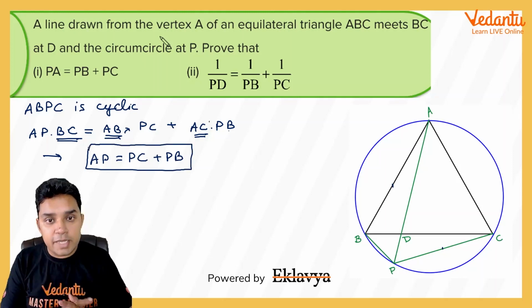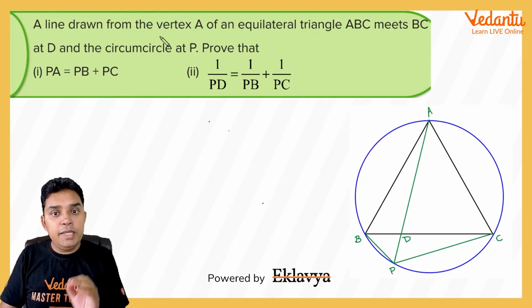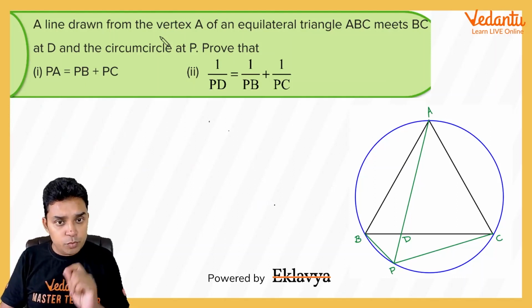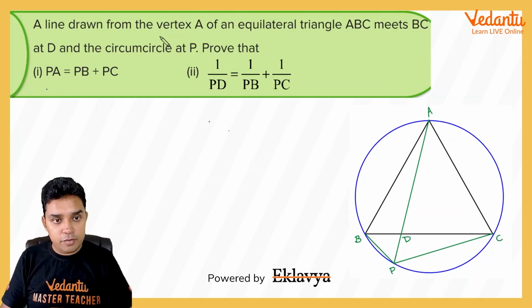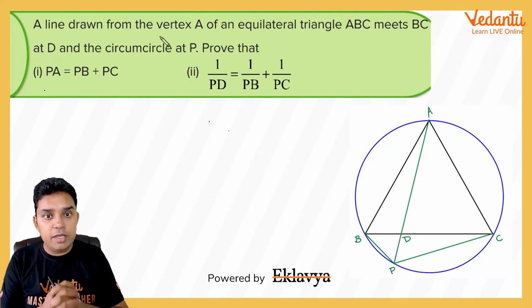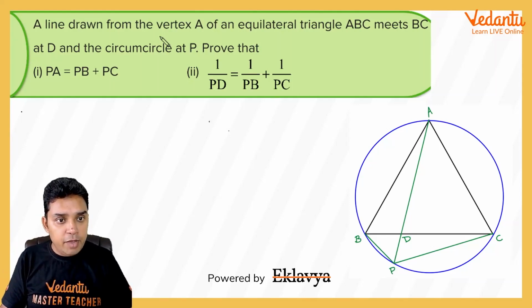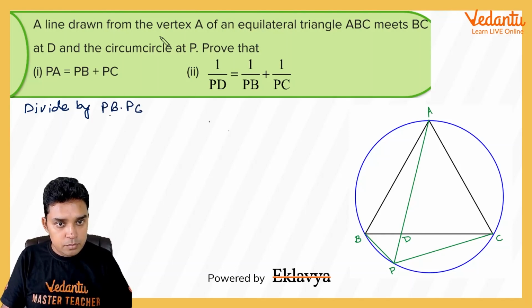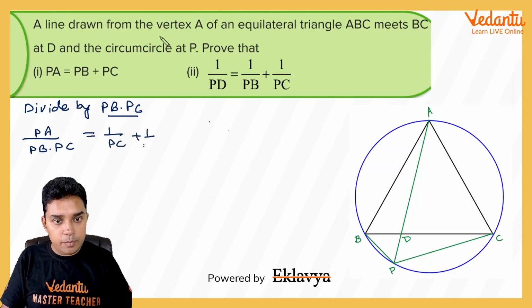Now coming to the second part, which says 1 upon PD is equal to 1 upon PB plus 1 upon PC. To prove this, we will first make use of the first part, and then we will use similarity of two triangles, and then we can prove it easily. Please see, if I divide this first result by PB into PC, my left hand side will become PA upon PB into PC, and the right side will become 1 upon PC plus 1 upon PB. Let me call this equation number 1.